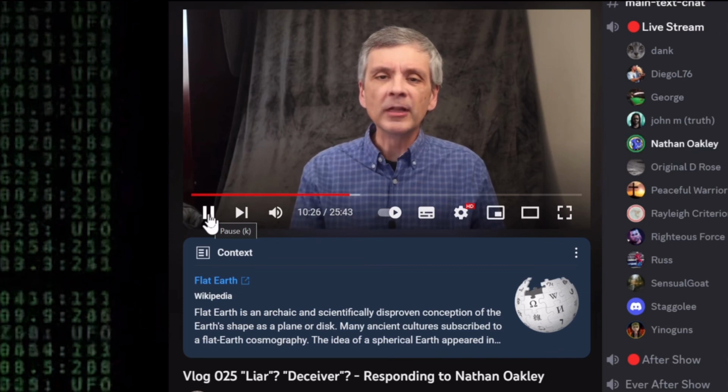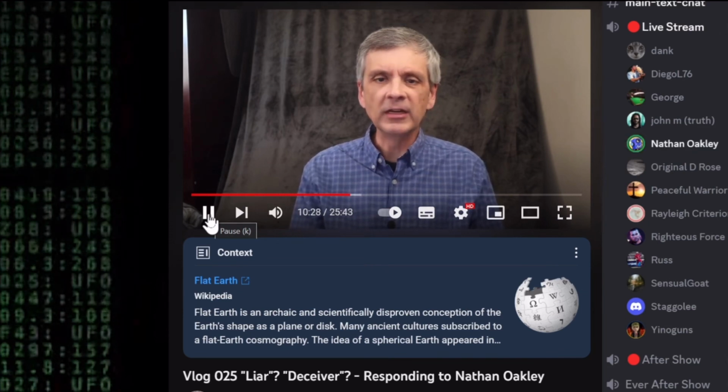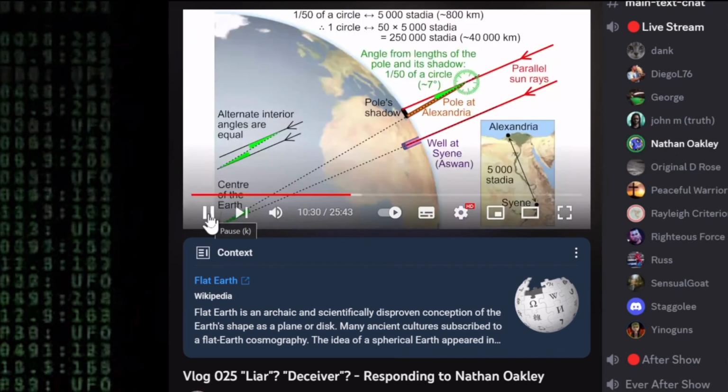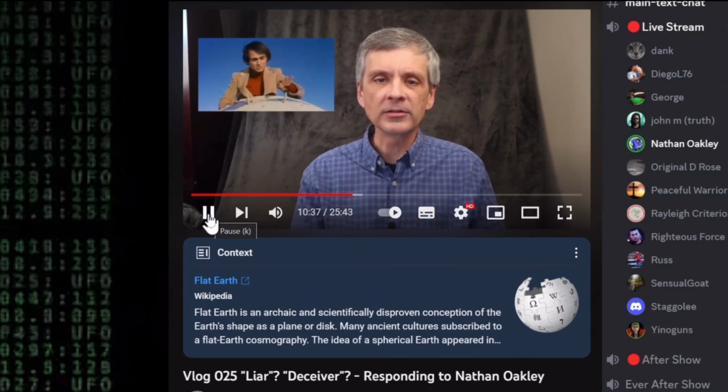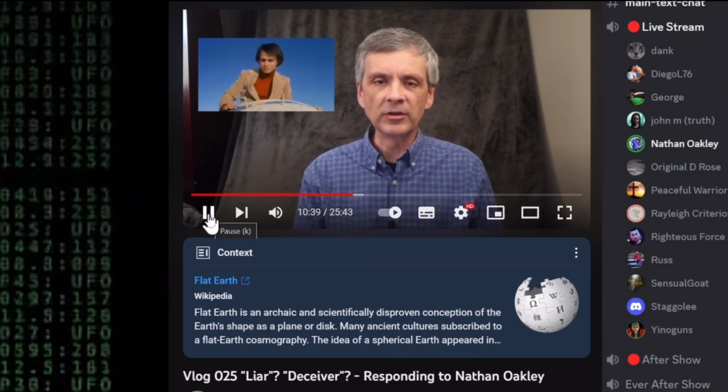Reasonable. Similarly, we cannot directly measure Earth's radius, but we can calculate it. Eratosthenes in ancient Greece is said to have been the first to calculate the size of the Earth with sticks and shadows, as told by Carl Sagan in the original Cosmos series.